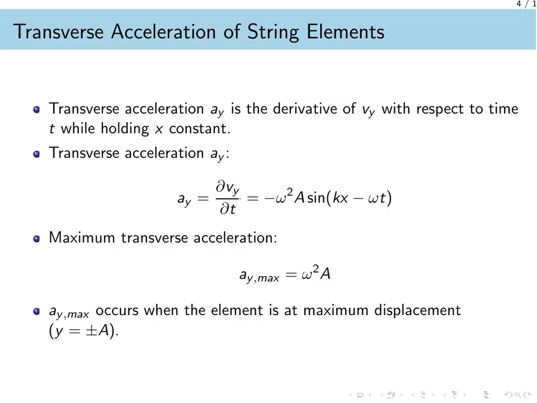The resulting expression is negative angular frequency squared times amplitude multiplied by the sine of the quantity wave number times position minus angular frequency times time. We find that the maximum transverse acceleration is equal to the angular frequency squared times the amplitude. This peak acceleration occurs when the string element is at its maximum displacement, meaning at the very top or bottom of its motion, which corresponds to the wave peaks and troughs.